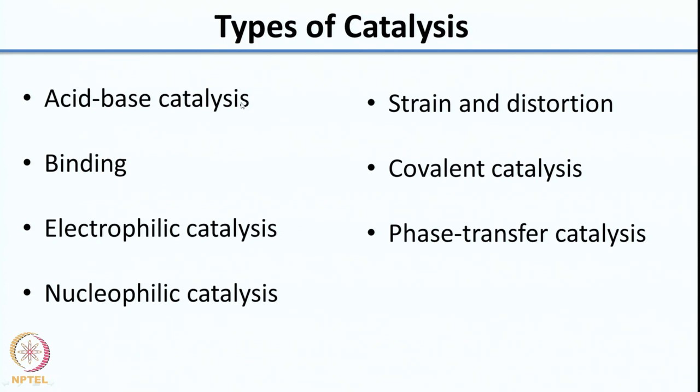The other important form is binding, which we saw earlier, where you have the catalyst binding with the reactant and this leading to lowering of the activation energy. This is seen a lot in biology and enzyme catalysis. Then you have electrophilic catalysis, where you have an electrophilic species catalyzing the reaction. You have nucleophilic catalysis. Then you have strain catalyzing reactions. Sometimes strain is a great catalyst, because when the molecule has strain, it wants to release that strain, and that is a driving force for the reaction. Then you have covalent catalysis and phase transfer catalysis. So we will start with acid base catalysis, because that is seen very, very often.